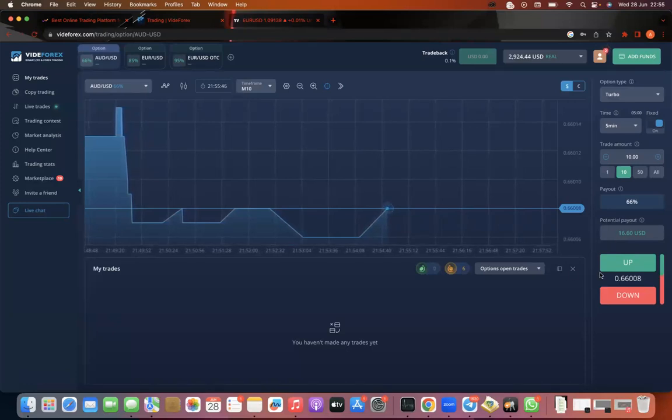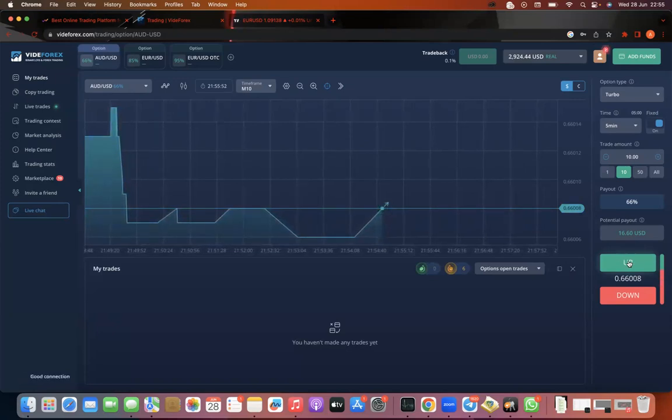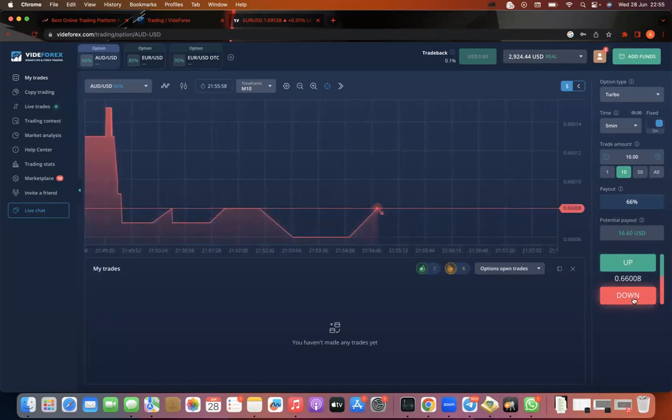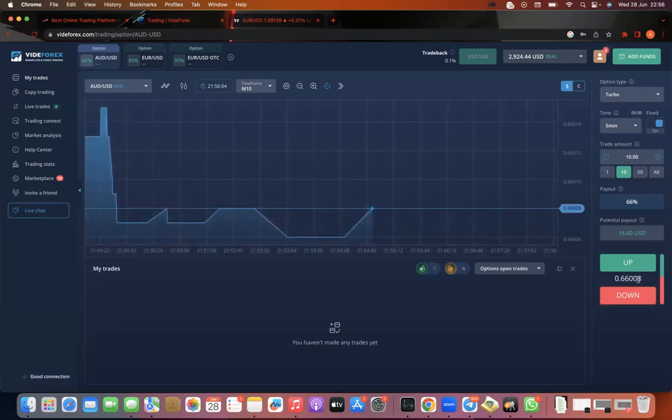Then here, you can see up here this button means call. You're placing this call. Then down here means you are predicting it's going to go down. Then in the middle here, you can see the price. This price actually means where the market is, where the market point is.